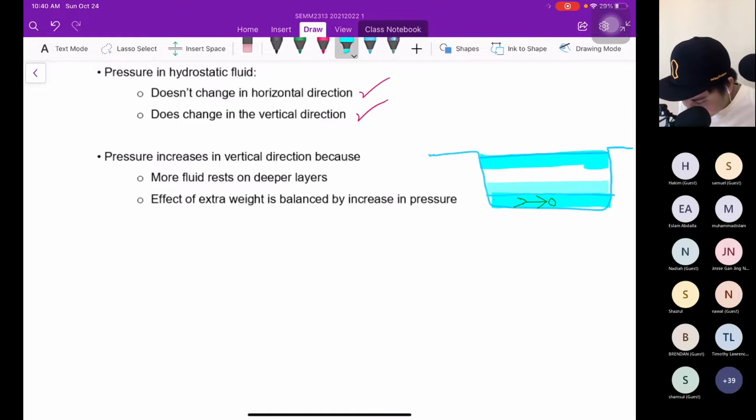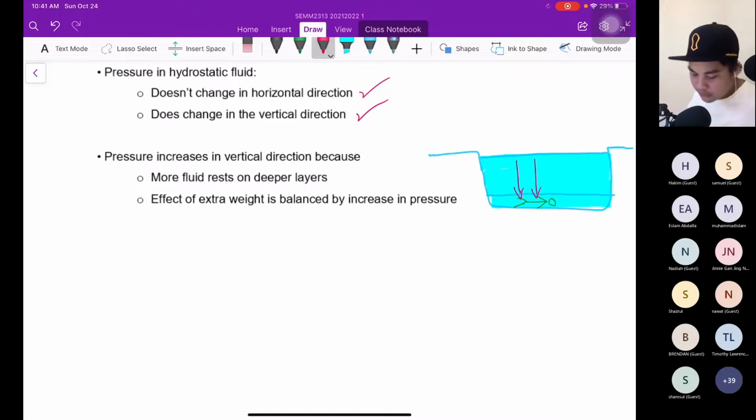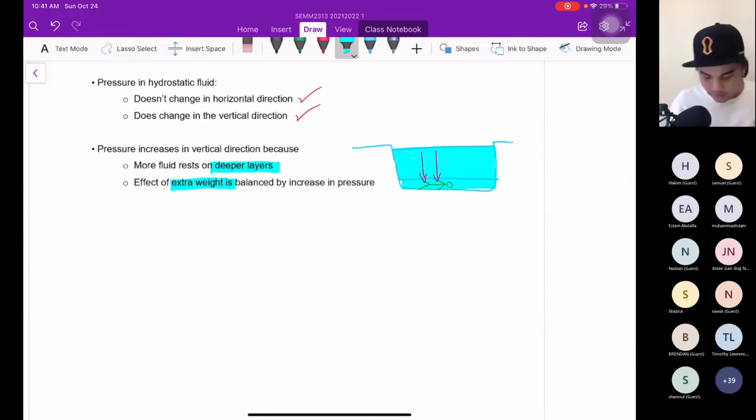Okay, sorry. First we increase this pressure, and then the second pressure. We increase the second fluid layer and the final fluid layer. Because of this layer by layer of fluid, it will exert pressure on the body. So now you can see, because of the deeper layer, the effect of extra weight is balanced by the increase in pressure.